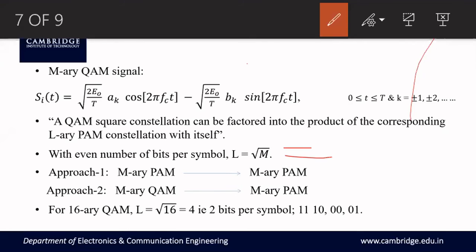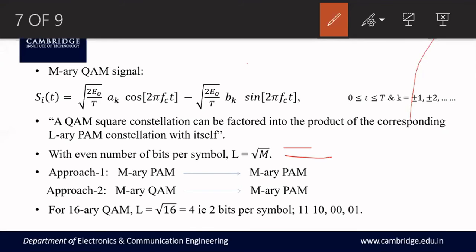So when you're talking about the constellation diagram of M-ary QAM, we can make this statement: an M-ary QAM square constellation can be factored into the product of the corresponding L-ary PAM constellation with itself. As I said, when L comes, it becomes a binary number system. So that time the binary is represented as on off, high low. That's why it's called PAM, pulse amplitude modulation.